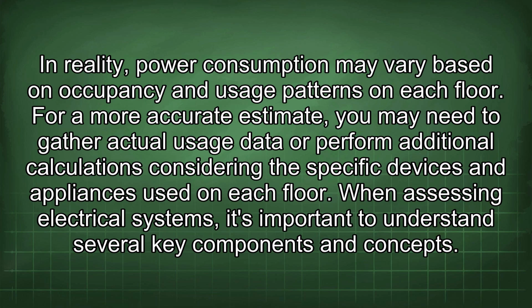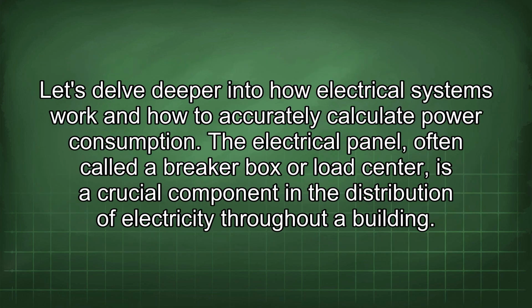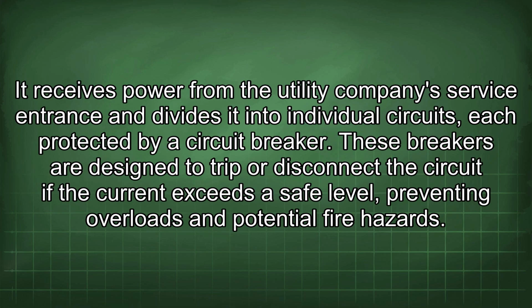When assessing electrical systems, it's important to understand several key components and concepts. Let's delve deeper into how electrical systems work and how to accurately calculate power consumption. The electrical panel, often called a breaker box or load center, is a crucial component in the distribution of electricity throughout a building. It receives power from the utility company's service entrance and divides it into individual circuits, each protected by a circuit breaker. These breakers are designed to trip or disconnect the circuit if the current exceeds a safe level, preventing overloads and potential fire hazards.